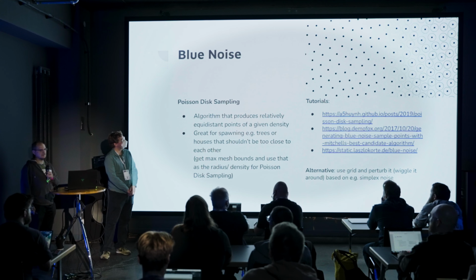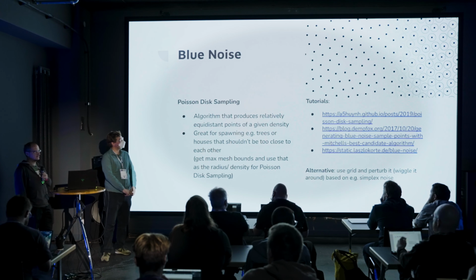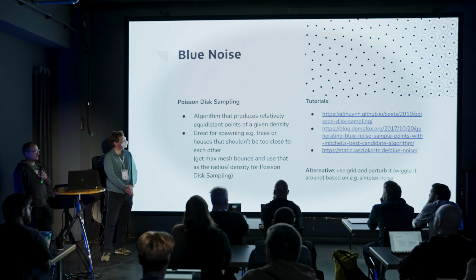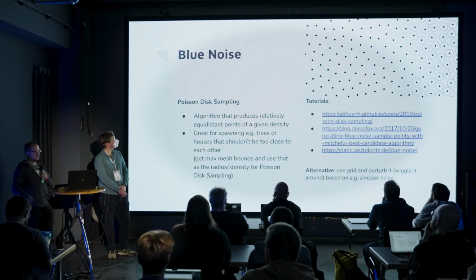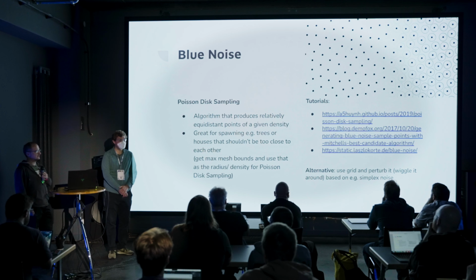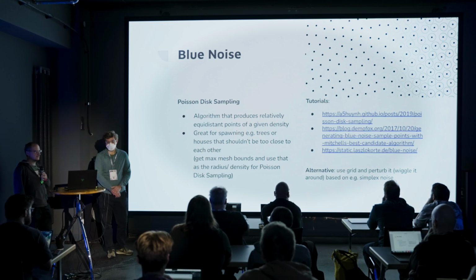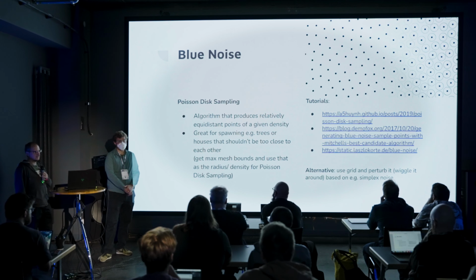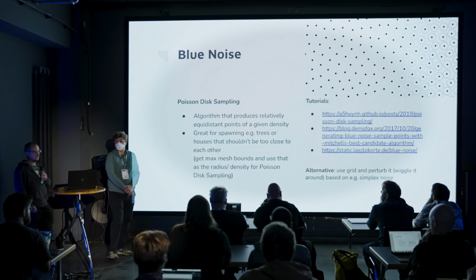But the general cool thing about blue noise is it's still noisy, so it has some randomness, but there's a relative equidistance between the points. So like if you go back to the houses distribution, at least they won't intersect, and that's what you use blue noise for, one very important ingredient.